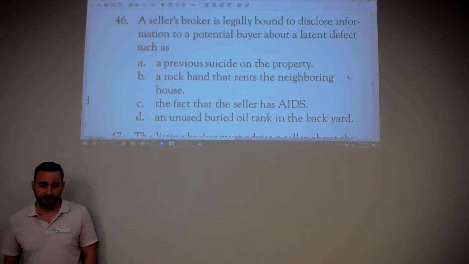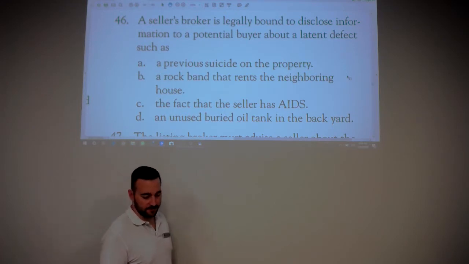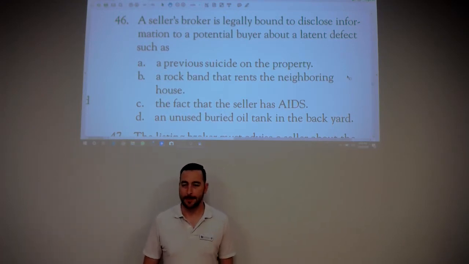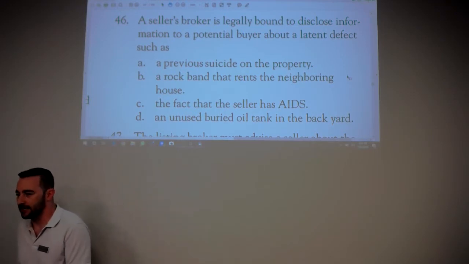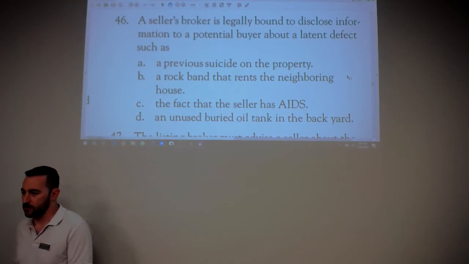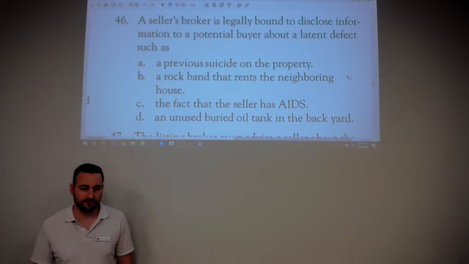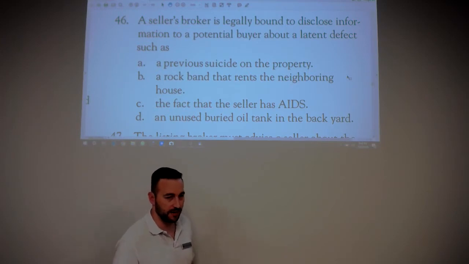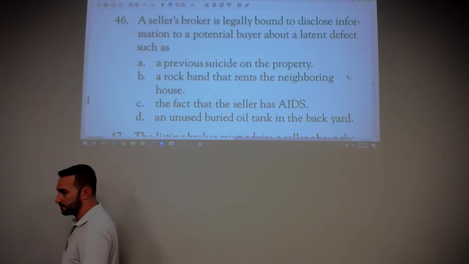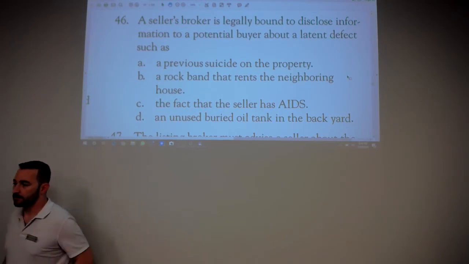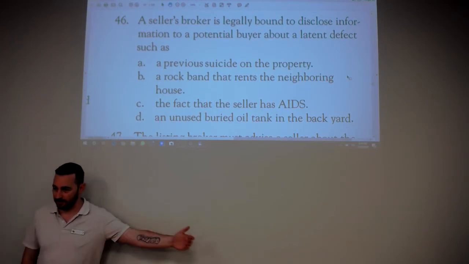Does everybody think it's D? I think it's C. Who disagrees with D? Raise your hand. Okay, why C? What does the client having AIDS have to do with the property? I understood the question wrong. Can you read it again? A seller's broker, so I represent the seller, is legally bound, meaning I have to legally disclose information to a potential buyer, meaning to the other party. Okay. I thought not to discuss, like not to share. Correct. This says I have to share.